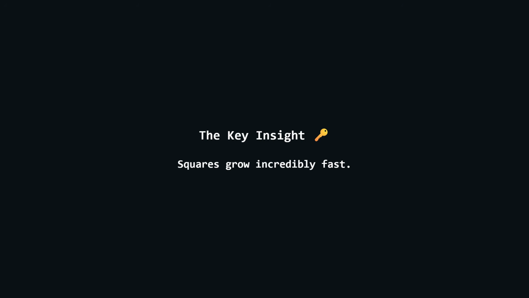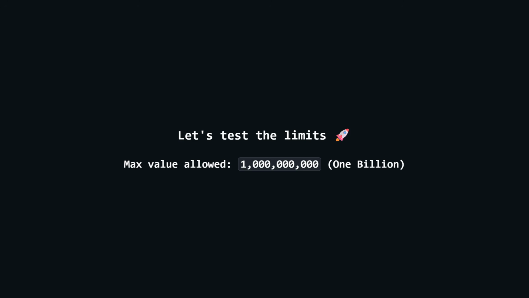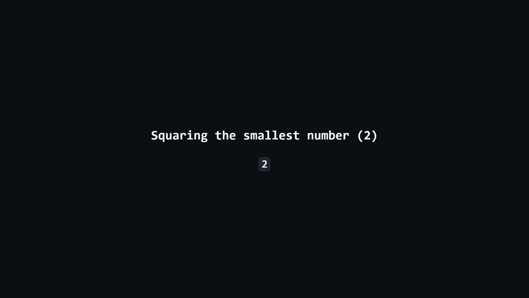But why? The biggest clue to solving this efficiently is realizing how fast numbers grow when you square them. The problem constraints tell us the largest number in our starting array can be at most 1 billion. Let's say we start our mountain with the smallest possible number, which is 2. We go up a step by squaring it, which gives us 4. Squaring 4 gives us 16. 16 squared is 256. Squaring that gets us over 65,000. If we square 65,000, we jump all the way past 4 billion. That is larger than our maximum allowed value of 1 billion.